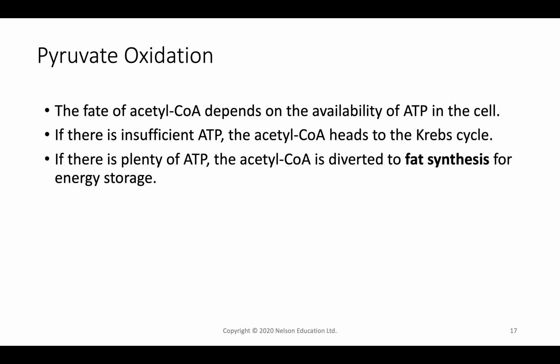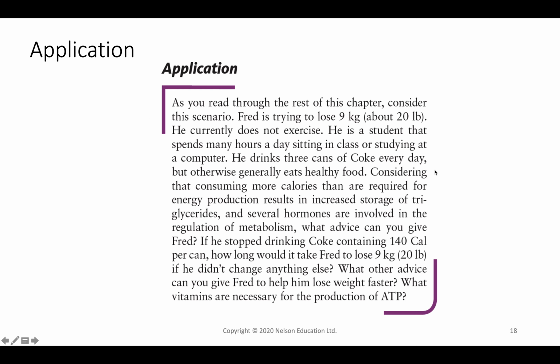When we don't have enough ATP, acetyl-CoA is going to head to the Krebs cycle. If we have enough energy already and we don't need ATP, acetyl-CoA is going to be diverted to fat synthesis and energy storage, which is why if you eat more calories than you burn off, the extra calories are going to be stored as fats because acetyl coenzyme A gets diverted into the adipose tissue.